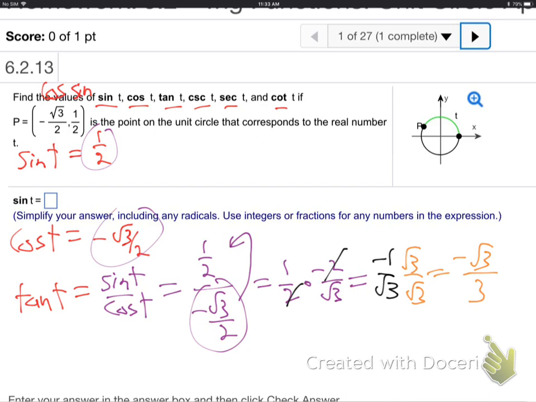I didn't talk about it, but tangent is sine over cosine, and cosine of 0 would be undefined. Okay, so let's keep going. Now, we did three of them. We did sine, cosine, tangent.